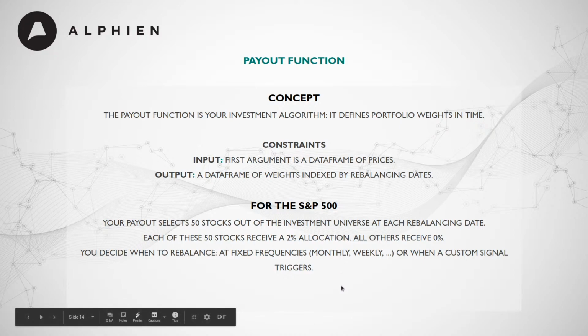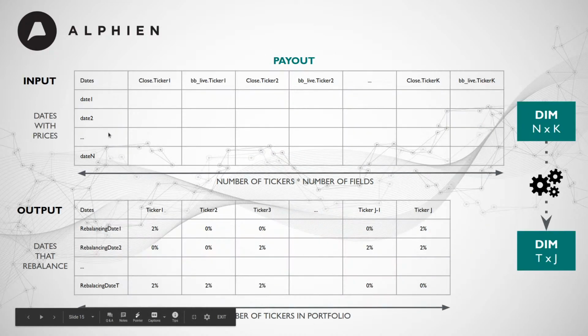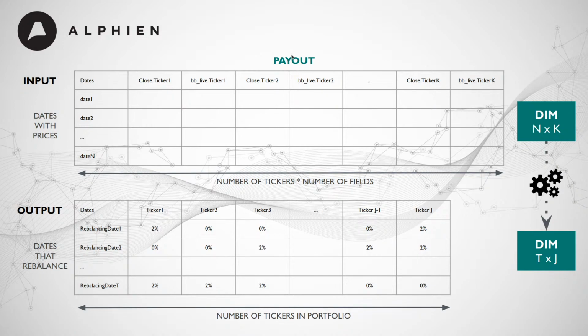So what does it mean in concrete terms? In concrete terms, it means that in your payout function, the first argument will be something like this. Okay, all the data you use to compute your payout. As we said, you can have the 6 dimensions or less if you don't need all the 6 fields, but you will have some dimension, some field associated with tickers. So the size of this input matrix is going to be the number of tickers times the number of fields you use.